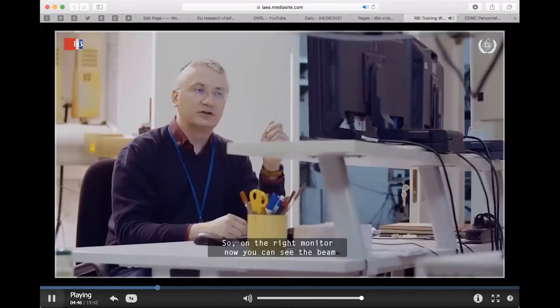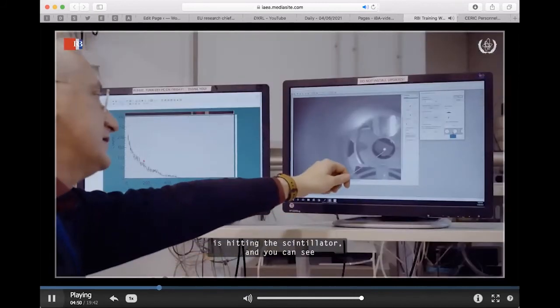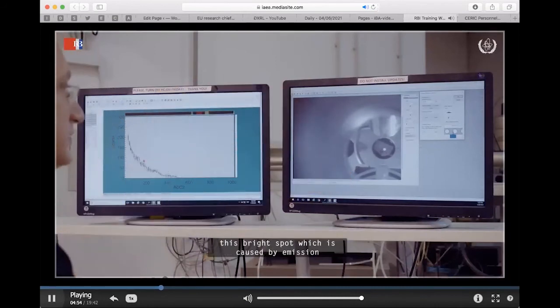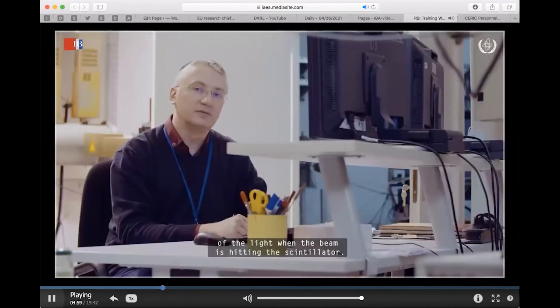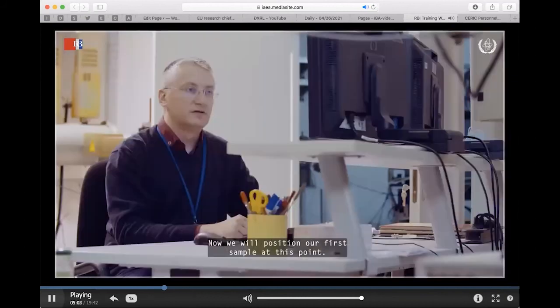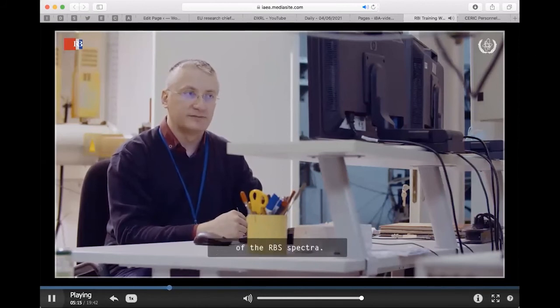So on the right monitor, now you can see the beam is hitting the scintillator, and you can see this bright spot, which is caused by the emission of light when the beam is hitting the scintillator. Now we will position our first sample at this point. The first sample is thin carbon coated with gold, and we will use this sample to make the energy calibration of the RBS spectra.